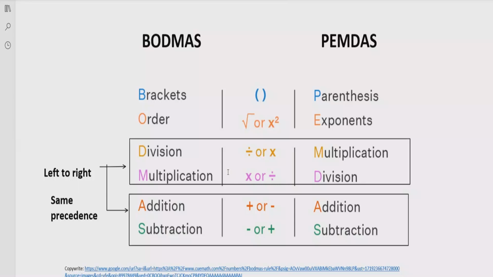Step number three is you have to solve division and multiplication. So what will you do? You have to go left to right in your expression and find out division and multiplication. Both have similar precedence, so you can solve any of them which is coming first. Either you are using BODMAS or PEMDAS, they are not different rules. So you have to follow the same rule. Whichever is coming first, you have to solve that part first.